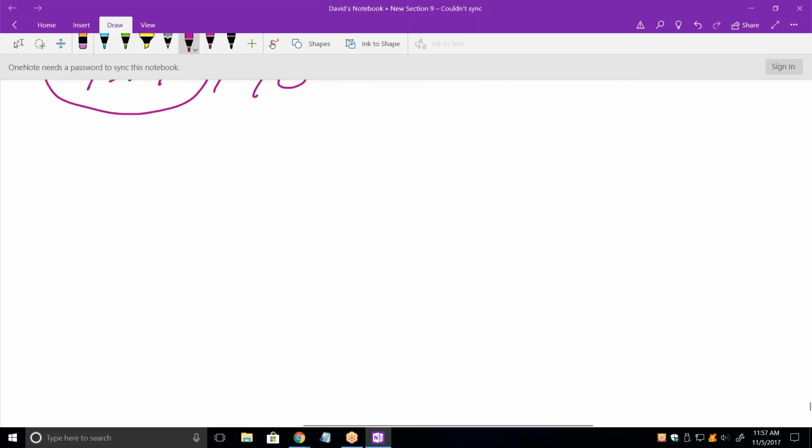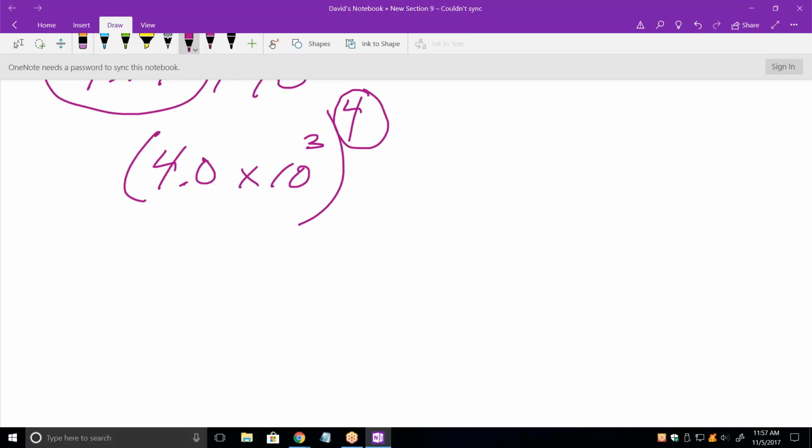This is in parentheses, 4.0 times 10 to the third, and then close the parentheses and put all those numbers to the fourth. Okay, what do you get? So we're going to multiply the 4. Remember that fourth power applies to both the 4 and the 10 to the third. So what's 4 to the fourth? 4 times 4 times 4.